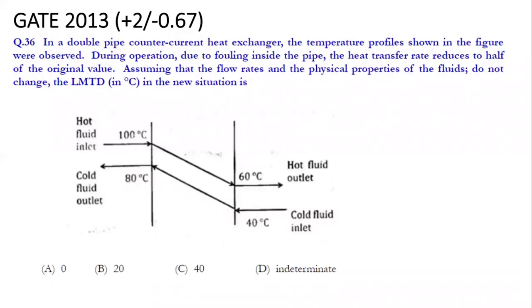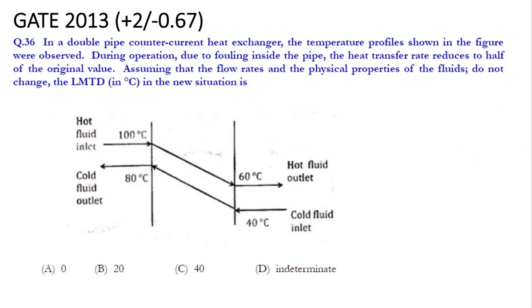Alright, moving to the next problem, which has been asked in the 2013 GATE exam. Again, this is a 2-mark MCQ with a negative marking of 0.67 for wrong answer. So the problem is for a concurrent, it's for a double pipe heat exchanger, but I felt that we should discuss it today. The reason you will come to know very soon.